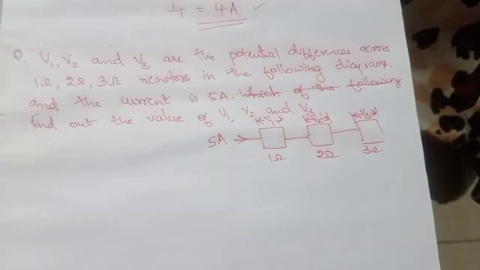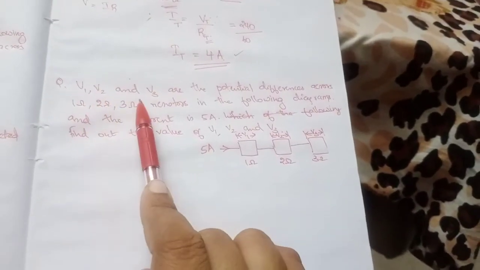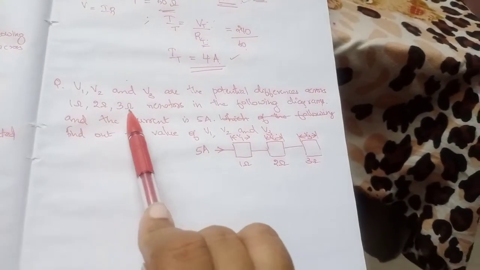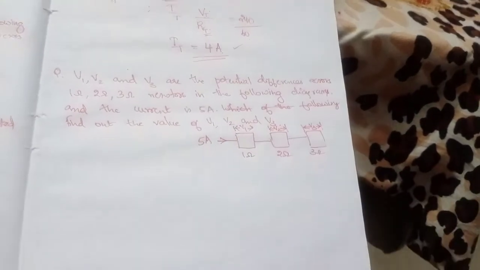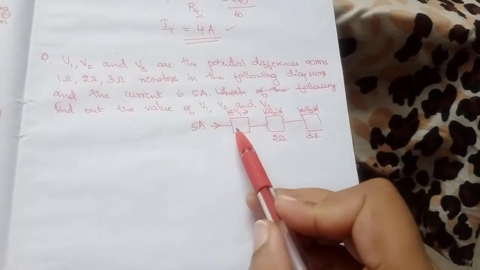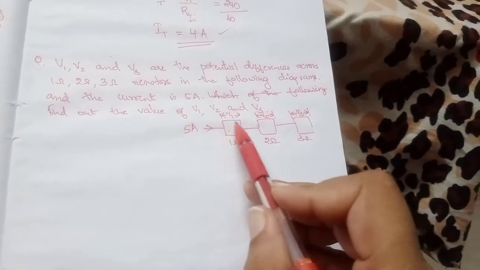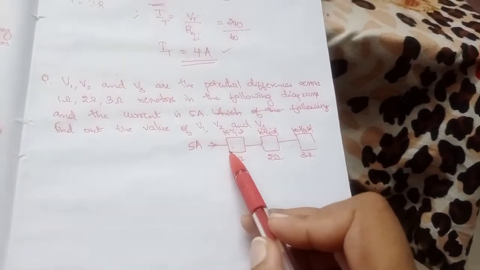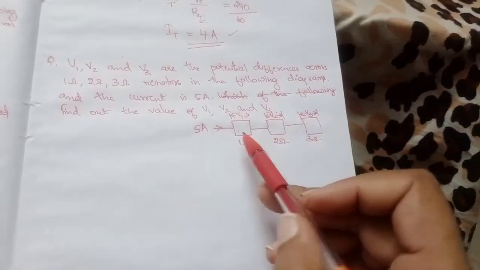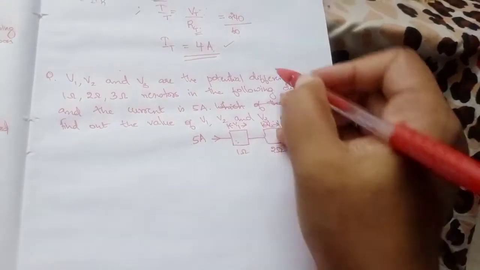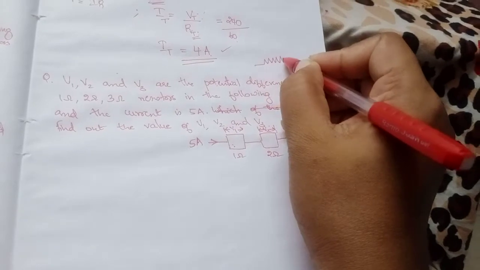Okay. We have another one simple question here. So given V1, V2 and V3 are the potential difference across 1 ohm, 2 ohm, 3 ohm resistor in the following diagram. So they have given a diagram. So this is a 1 ohm resistor. So even if it is represented as a box, that is also a resistance. In some questions it can be represented as a box. In some questions it will be represented by using the symbol itself.